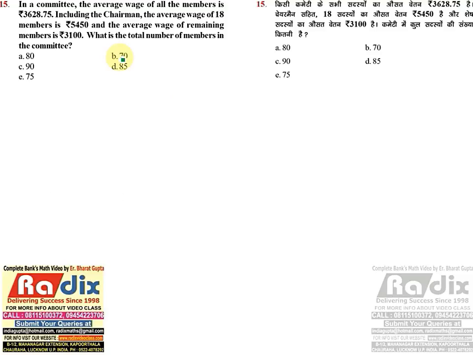Next question. In a committee, the average wages of all the members is, okay, this is the combined mean, combined average, and the chairman, the average wage of 18 members is 5450 and the average wage of remaining. So मान लेते हैं remaining x है, इनका एवरेज है 3100 और 18 का एवरेज है 5450 और कंबाइंड एवरेज है 3628.75.